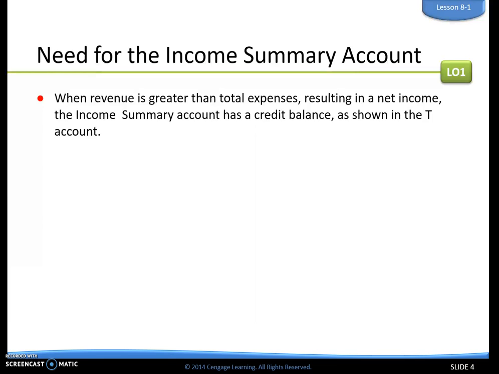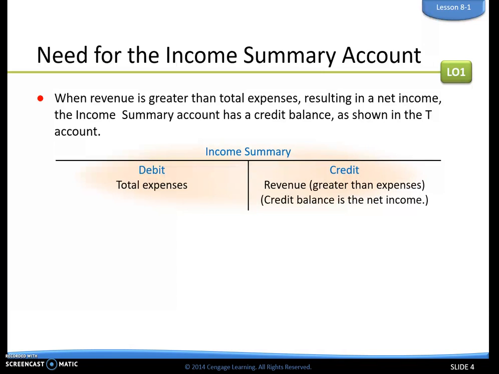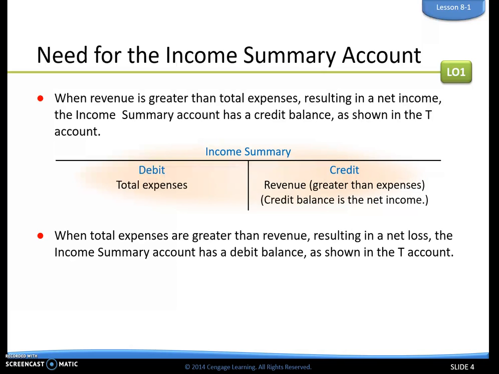The need for the income summary account. When revenue is greater than total expenses, resulting in a net income, the income summary account has a credit balance as shown in the T account. When total expenses are greater than revenue, resulting in a net loss, the income summary account has a debit balance as shown in the T account.